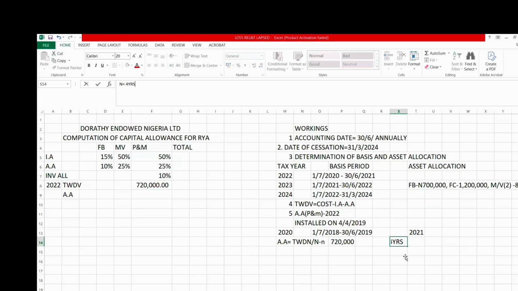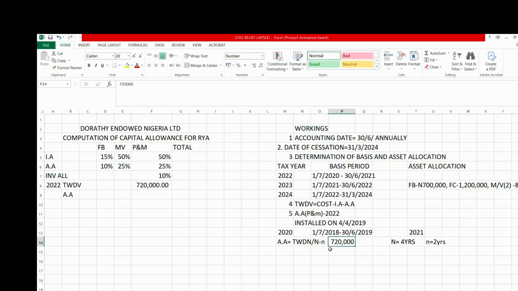Then why is our small n before 2022? How many years have we claimed the capital allowance? That is the number of years for which you have claimed the capital allowance. How many years? 2 years, which is 2020 and 2021. So you have claimed it for 2 years.